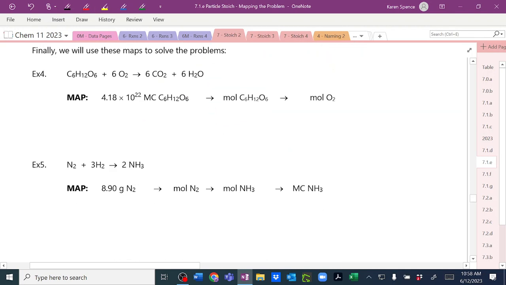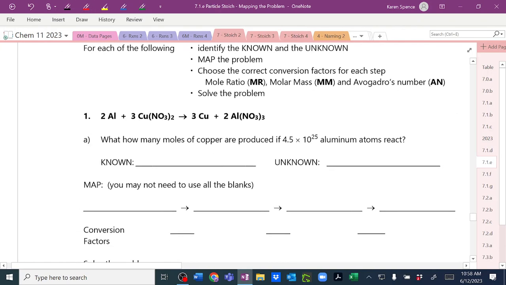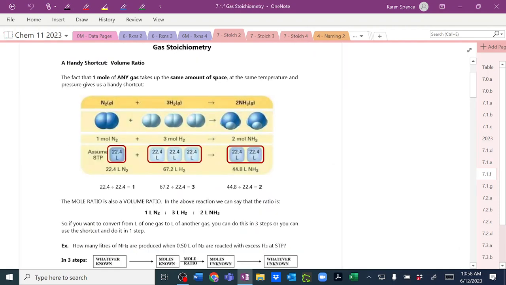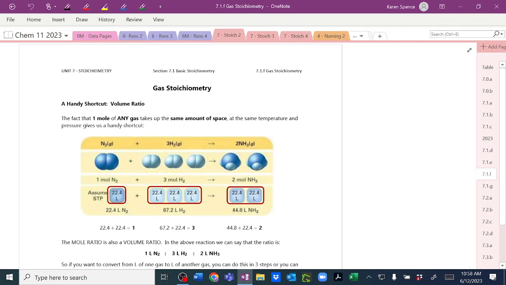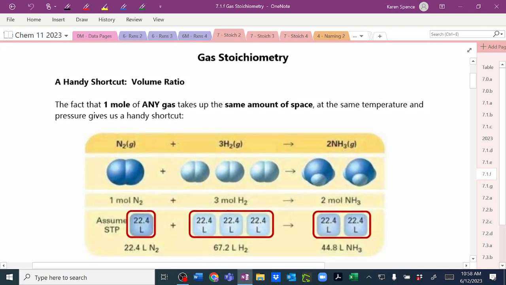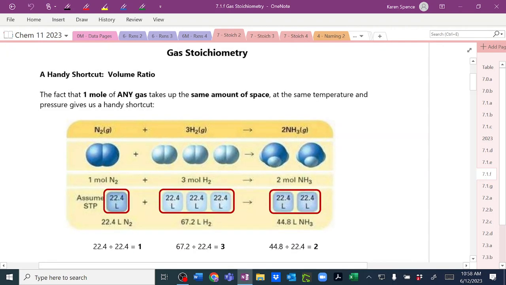I don't want to do these problems right now because, quite frankly, I would like to cover gas stoichiometry, which is on page 33, because we are really trying to get through at least to limiting reactants. We won't get to percent yield, but I really want to cover limiting reactants with you guys tomorrow. So gas stoichiometry, a handy shortcut. The volume ratio, guess what? What is the volume ratio the same as?